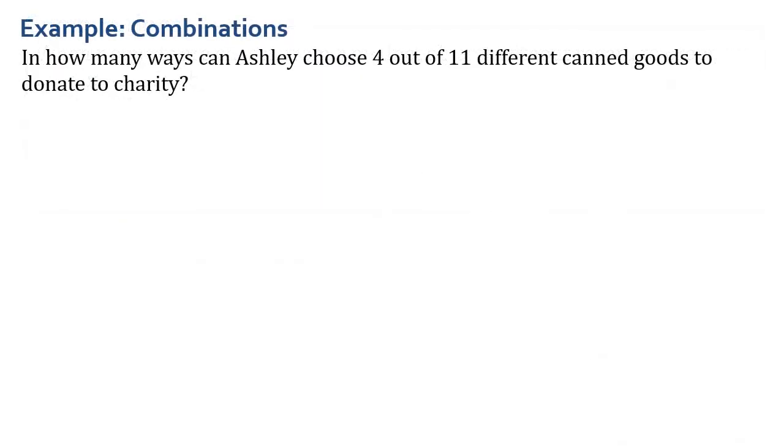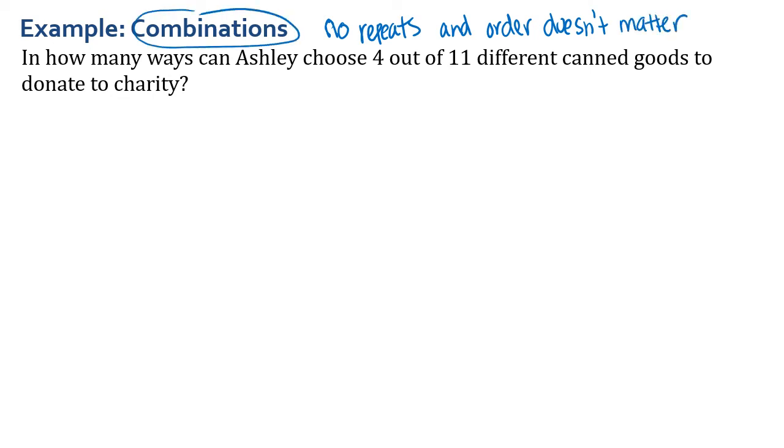Okay, let's look at another example. In how many ways can Ashley choose 4 out of 11 different canned goods to donate to charity? So this, again, is a combination because there's no repeats. And the order doesn't matter. She's just going to be given the 4 cans there. It doesn't matter which order she chose them to give to charity. So that's how we know that we're dealing with a combination.